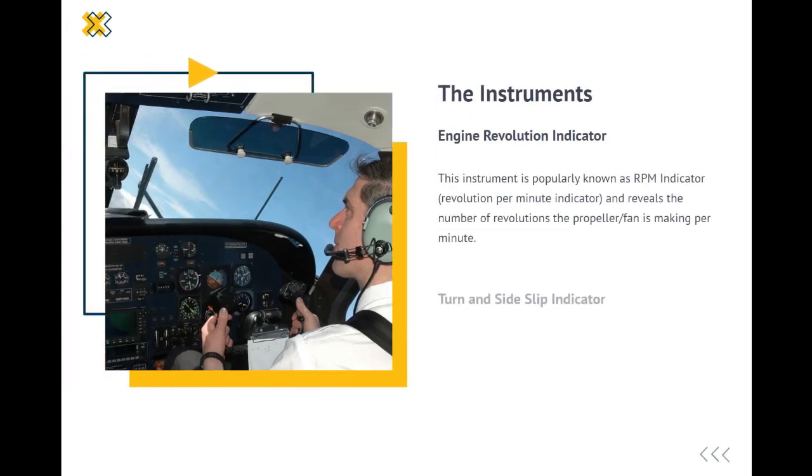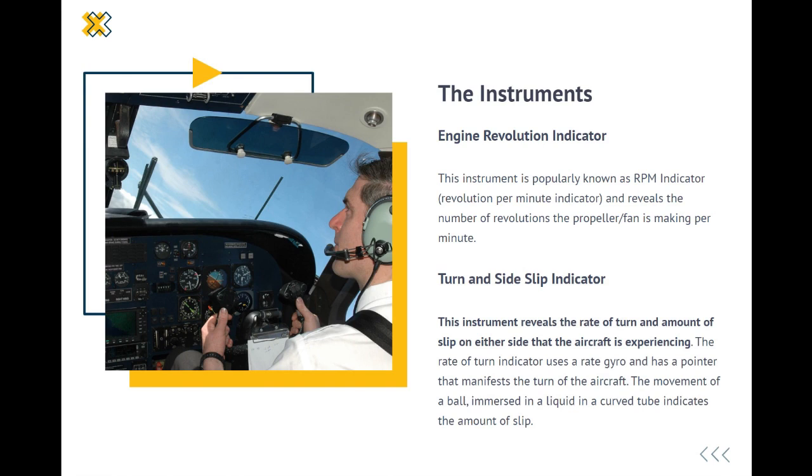Engine revolution indicator. This instrument is popularly known as the RPM indicator, revolution per minute indicator, and reveals the number of revolutions the propeller or fan is making per minute. Turn and side slip indicator. This instrument reveals the rate of turn and amount of slip on either side that the aircraft is experiencing. The rate of turn indicator uses a rate gyro and has a pointer that manifests the turn of the aircraft. The movement of a ball, immersed in a liquid in a curved tube, indicates the amount of slip.